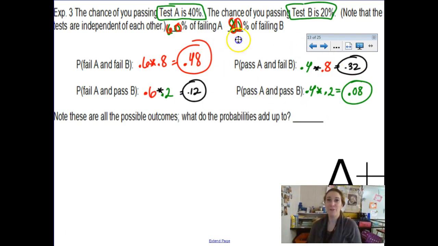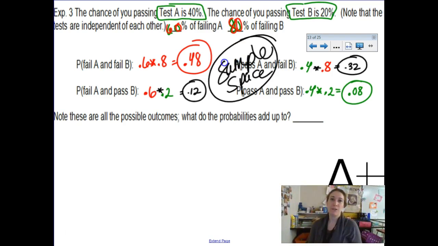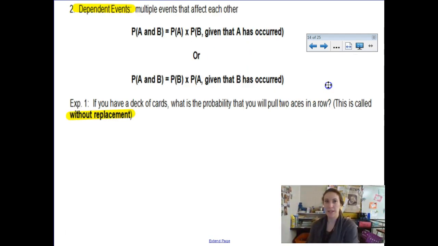Now, if you were to add all 4 of these together, because this is the entire sample space, right? These are the only outcomes that we can have. They add up to 1 or 100%. So that's a good thing to notate. We do a lot of that in stats class.